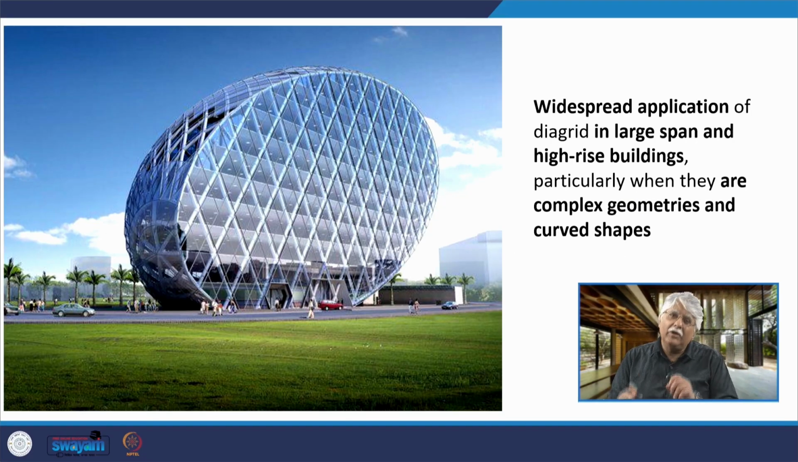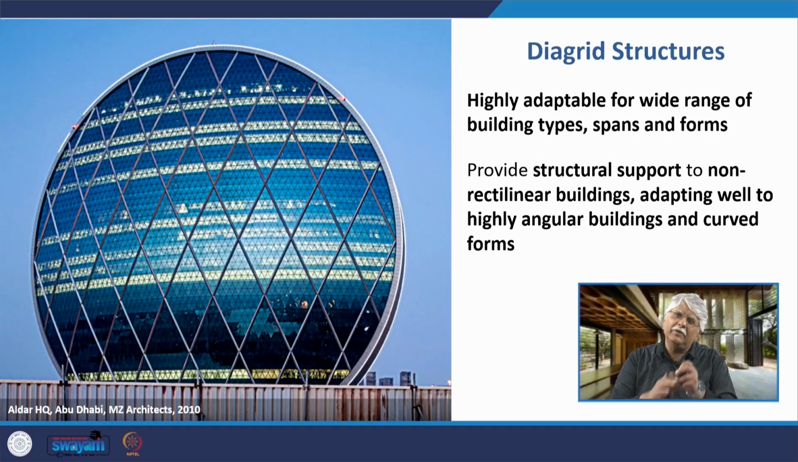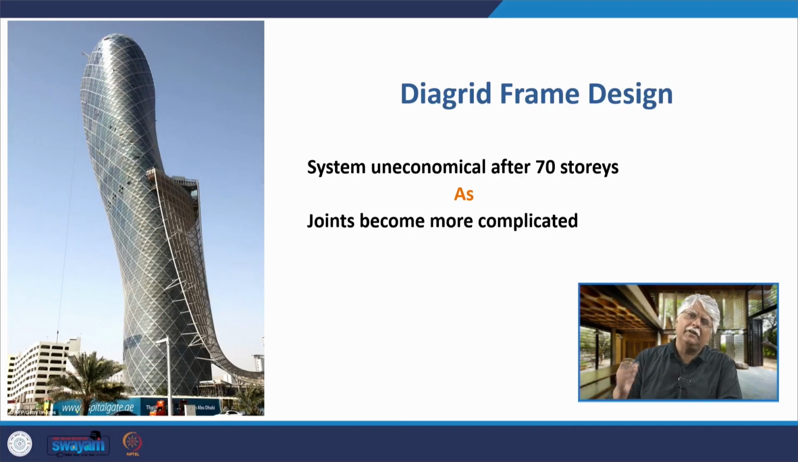Not only that, because of the Diagrid frame, we are able to get these larger spans in high-rise buildings, particularly when there are complex geometries and curved shapes. For example, this particular building. This is the Aldar headquarters in Abu Dhabi. The Diagrid structure is very highly adaptable to a wide range of building types, spans and forms. It provides structural support to non-rectilinear buildings and adapts very well to buildings which are highly angular or curved in form. For example, the Capital Gate building again.